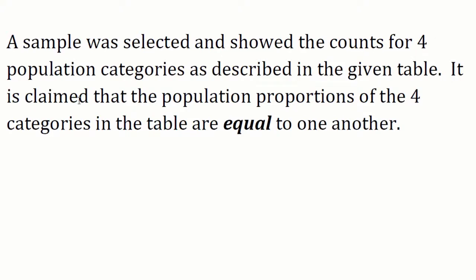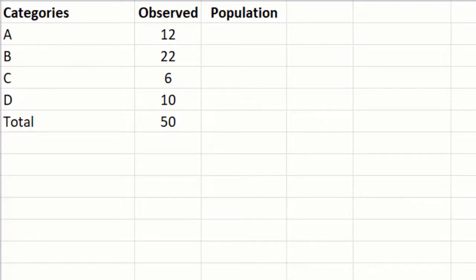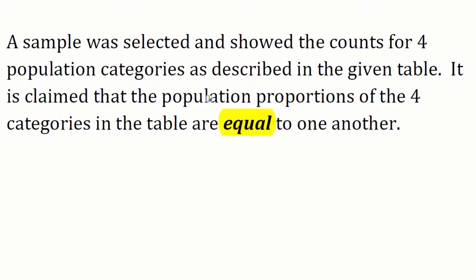It is claimed that the population proportions of the 4 categories in the table are equal to one another. Let me quickly highlight that term. This is a good clue for us to know what the claim is. In this particular study, we only study 4 categories: category A, category B, category C, and D. And it was claimed that the population proportions of the 4 categories are equal to one another.